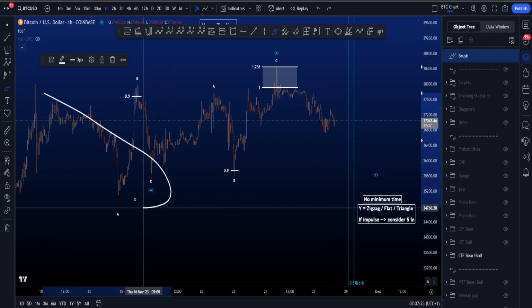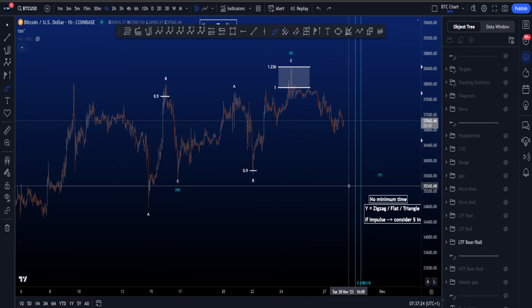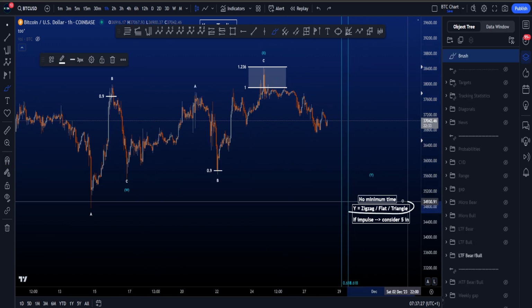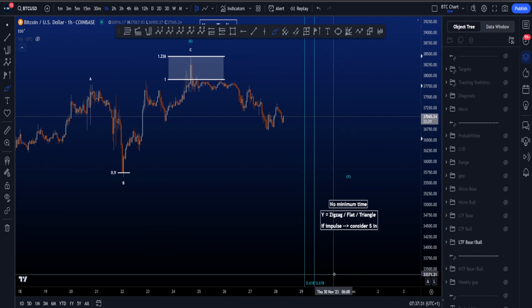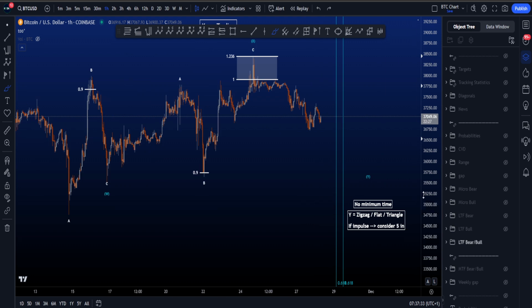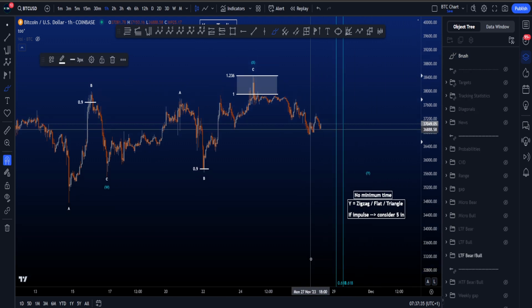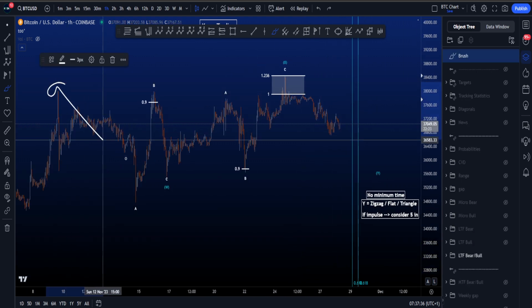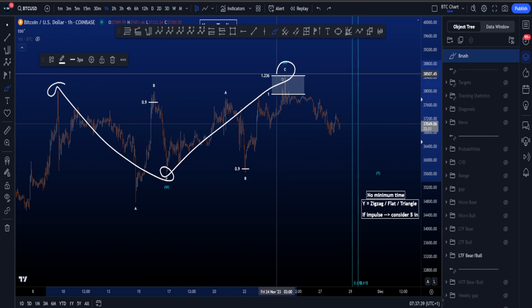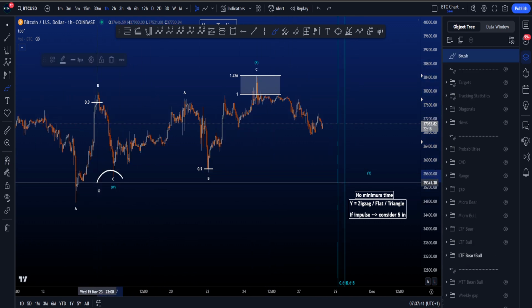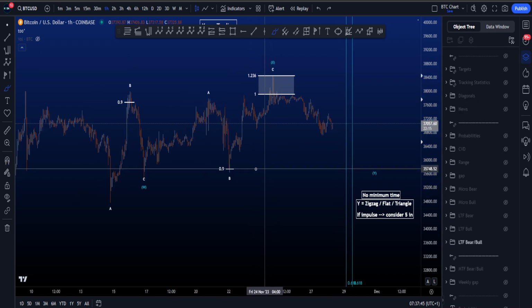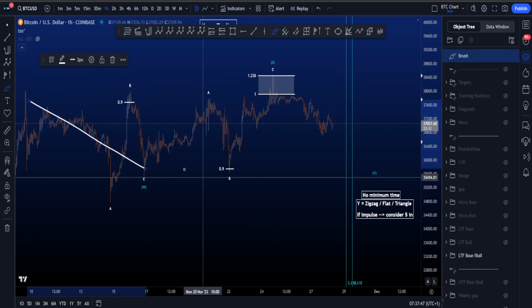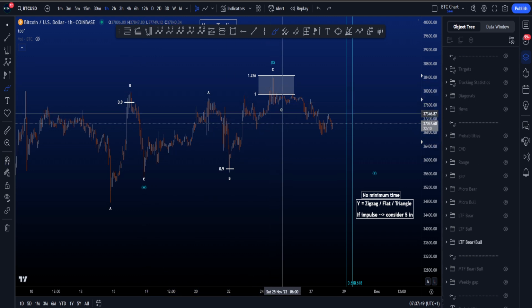In this scenario, we're looking for flat in W, flat in X, and then wave Y can be either a zigzag, a flat, or a triangle. And preferably, wave Y finishes after these 0.618s. These fib times over here are taken from the high to the low of W and then put on top of the high of X. And the other one is taken from the low of W to the high of X, and then you double click over here. So I am comparing the length in time of W and the length in time of X with the length of wave Y.